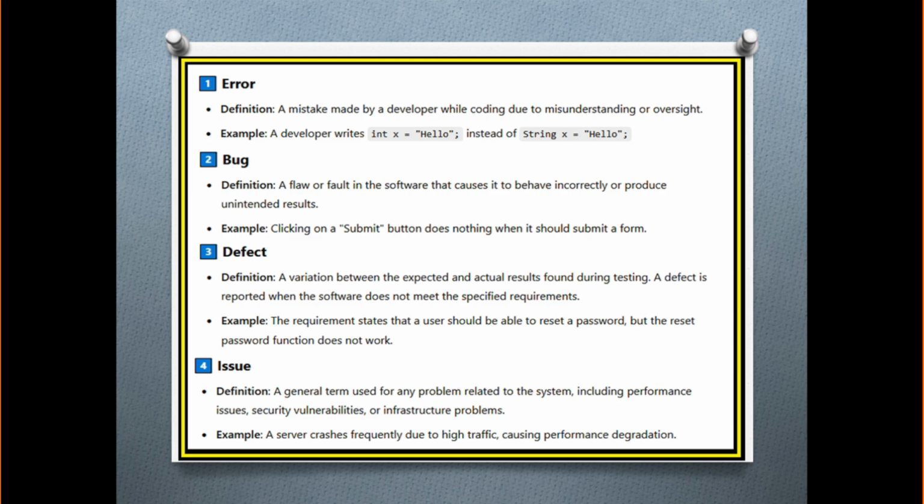And if we talk about the issue, by definition it is a general term used for any problem related to the system, including performance issues, security vulnerabilities or infrastructure problems. For example, a server crashing frequently due to high traffic, causing performance degradation, is called an issue. So the thing is, guys: error at the development end, bug at the QA end, defect at the customer end, and issue refers to system related problems. I hope you understand all four terms.